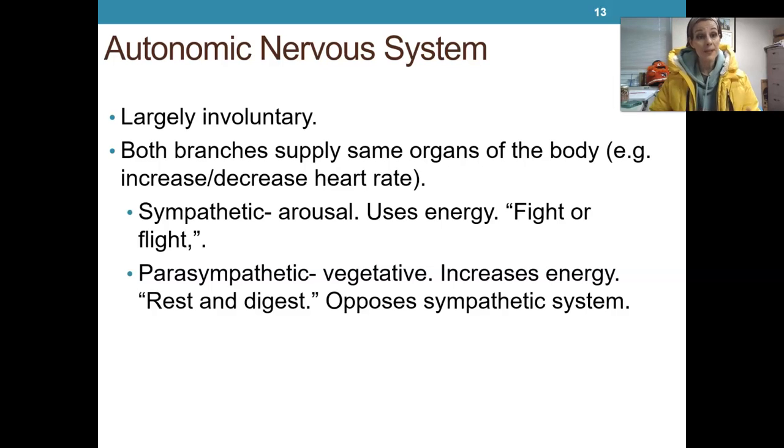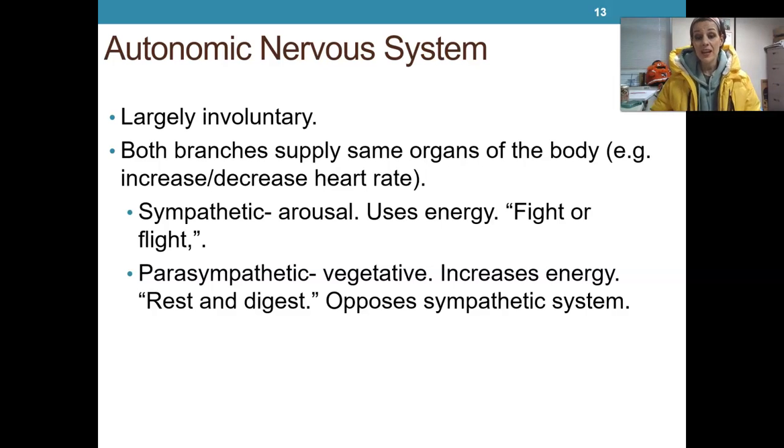So the goal of the sympathetic nervous system is arousal. It is designed to basically use energy to give to your body so that you can fight or flee something that is stressful or challenging.